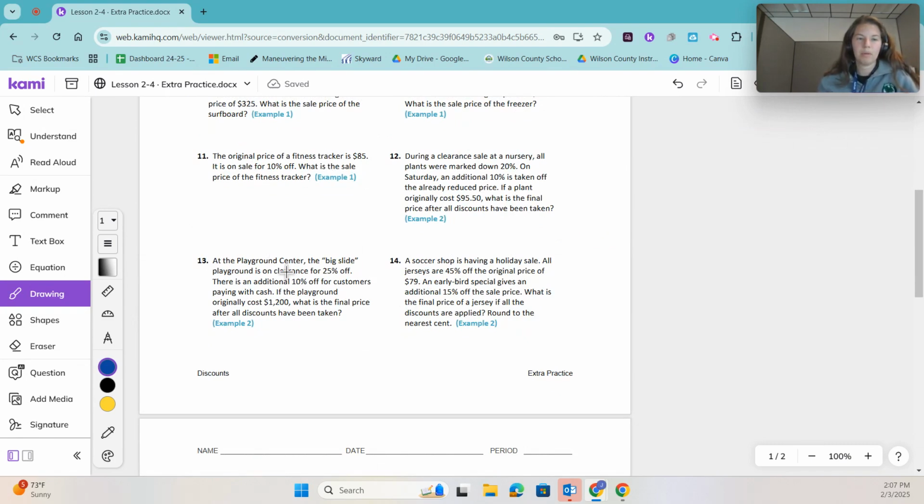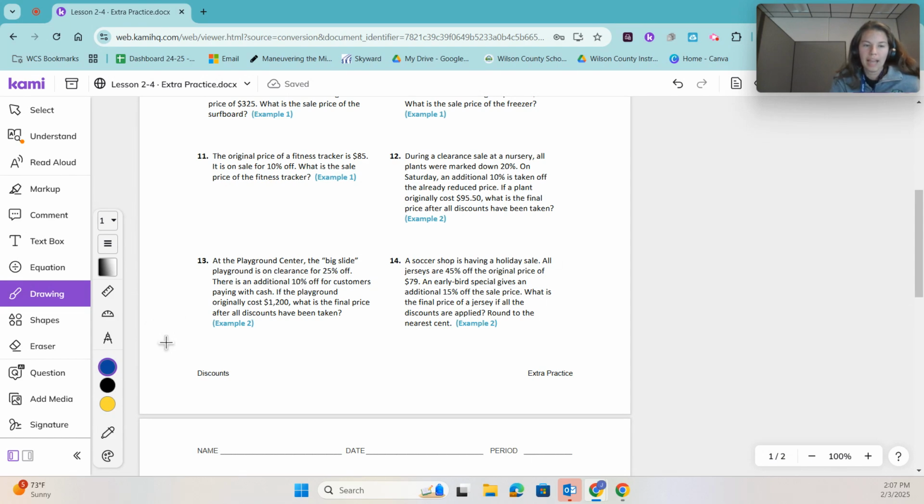We're going to take a look at number 13. At the playground center, the Big Slide playground is on clearance for 25% off. There's an additional 10% off for customers paying with cash. If the playground originally cost $1,200, what is the final price? Now, you cannot just add these two percents together and get your final, because you're taking 10% off of the new price.